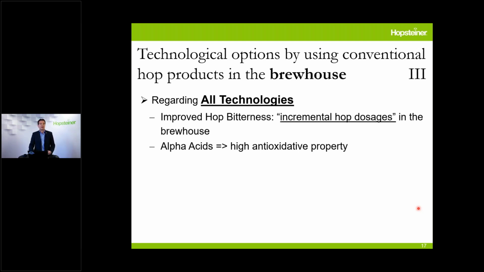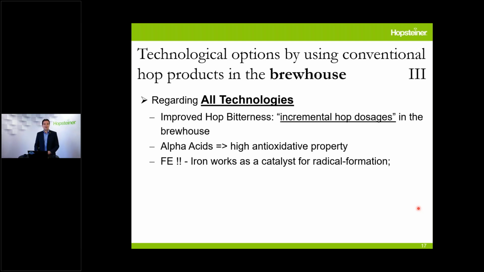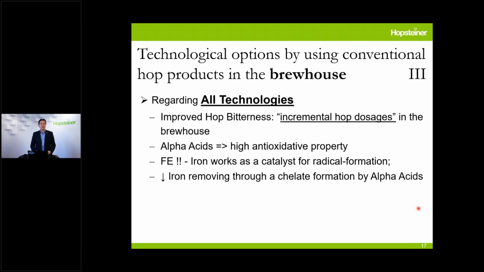You can also use first wort hopping as the first dosing point. That's not bad. With first wort hopping, you always find a very good utilization of the alpha acids. Because we know that the alpha acids have a very high antioxidative property, and they work like an iron catcher, because iron works as a catalyst for the formation of radical components. By removing iron with the chelate formation together with the alpha acids, we can reduce the iron concentration in the wort during the boiling process.